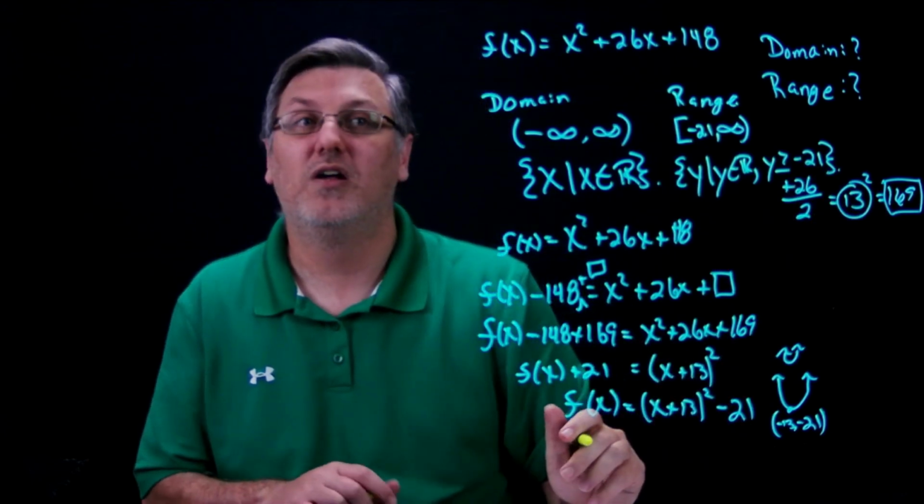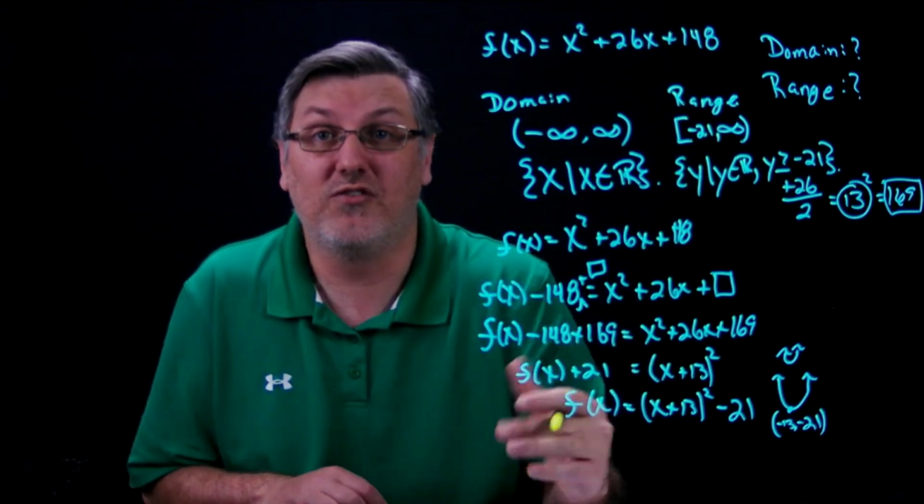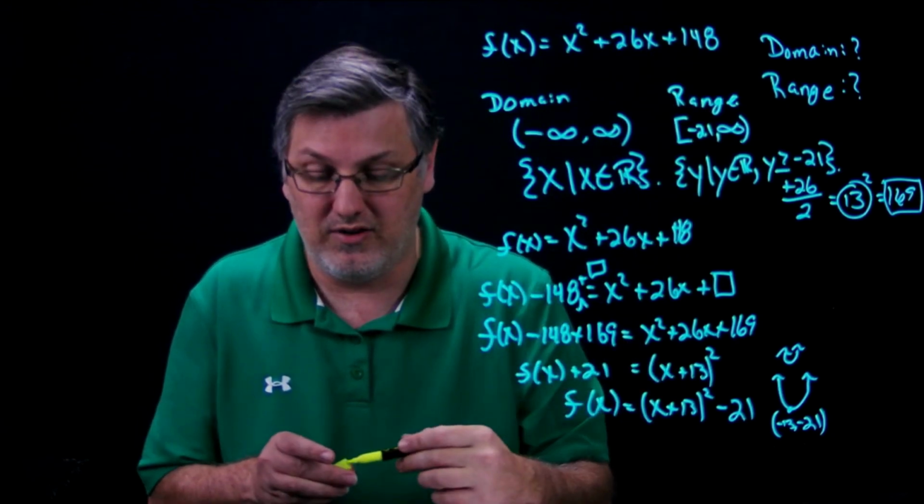And you're done. That's how you can find the domain and range of a parabola when it's not written in vertex form. You basically just write it in vertex form and then find the domain and range from there.